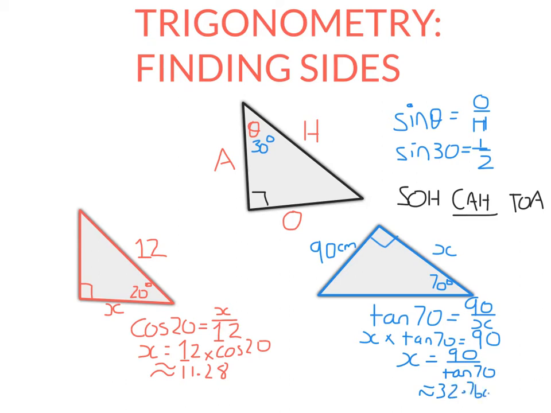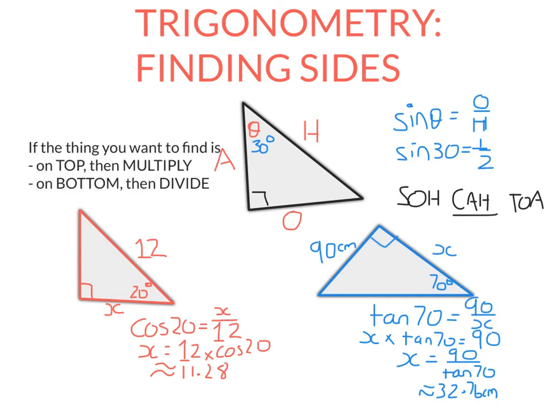32.76 centimeters. So note, when x, the thing we wanted to find, was on the top, we multiply. When the thing we wanted to find was on the bottom of the fraction, we divided. So make sure you remember this rule here, because that's probably the most common mistake, that people multiply when they should divide, or vice versa.